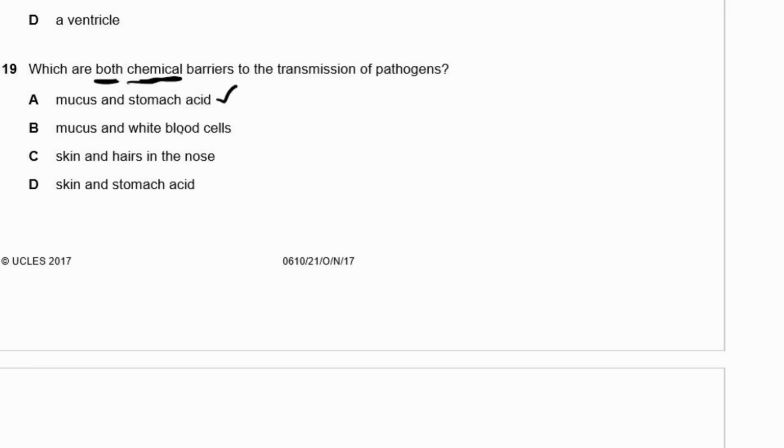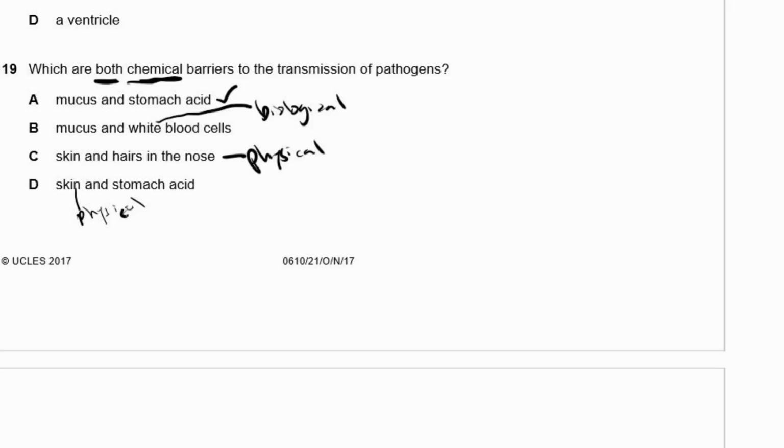Mucus and white blood cells. Well, white blood cells, they're not chemical, they're not physical, they're more of a biological barrier. So they're full cells, they're not just a chemical. Okay, skin and hairs in the nose. So skin and hairs, those are both physical barriers. Okay, skin, that is again a physical barrier.